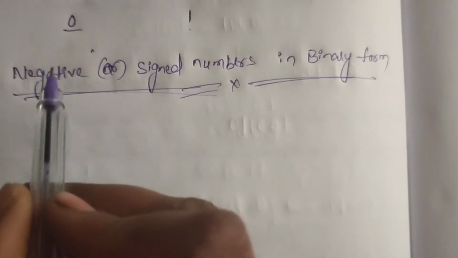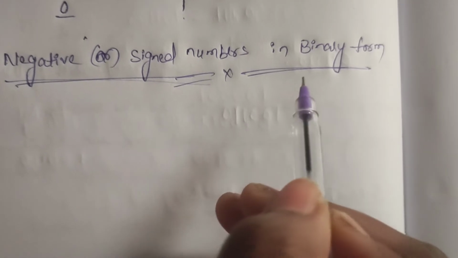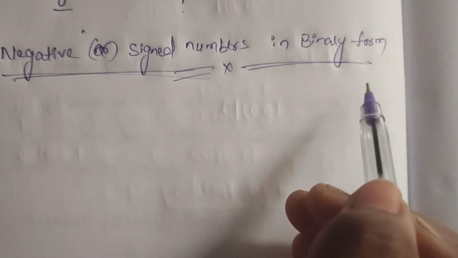In practice, computers understand binary language. So, in order to represent negative numbers, if 1 is used at the MSB, that is treated as a negative number, and for positive numbers 0 is used. So how these negative numbers are represented in binary format, we will see. Negative or signed numbers represented in binary form, we will see now.